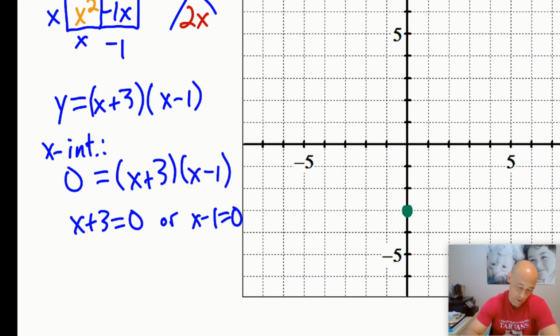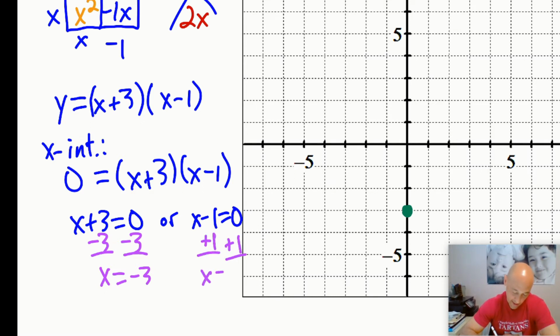One of those two things has to be true. Okay. So now what I'm going to do is subtract 3 from both sides here, and I get x equals -3. And here I can add 1 to both sides to isolate the x and get x equals 1. I should use a different color on that. Let me pick a different color.